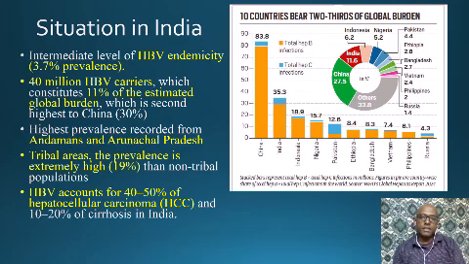India comes under type 2 pattern. 40 million HBV carriers are there. 11% of the estimated global burden is seen in India. Highest prevalence is seen in Andamans and Arunachal Pradesh and tribal areas. HBV accounts for around 40 to 50% of hepatocellular carcinoma and 10 to 20% of cirrhosis in India.